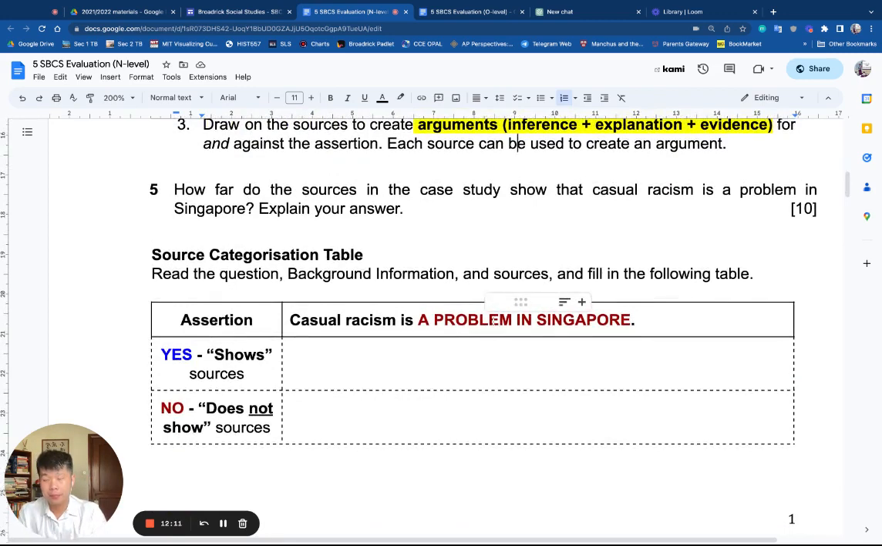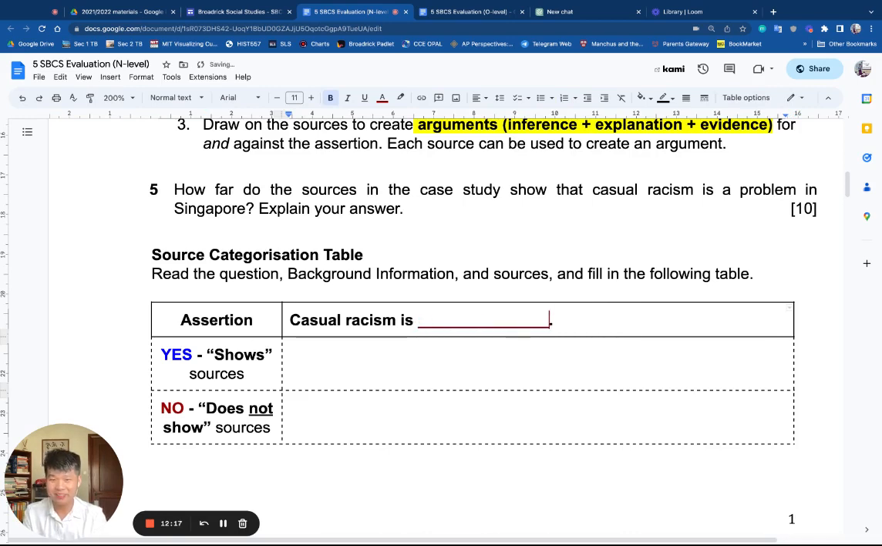Okay, N-level students, let's pause for a moment. Sorry, that was actually a blank. You did not see that. And you would read this question, right? And you would say, how far do the sources in the case study show that casual racism is a problem in Singapore? Explain your answer.